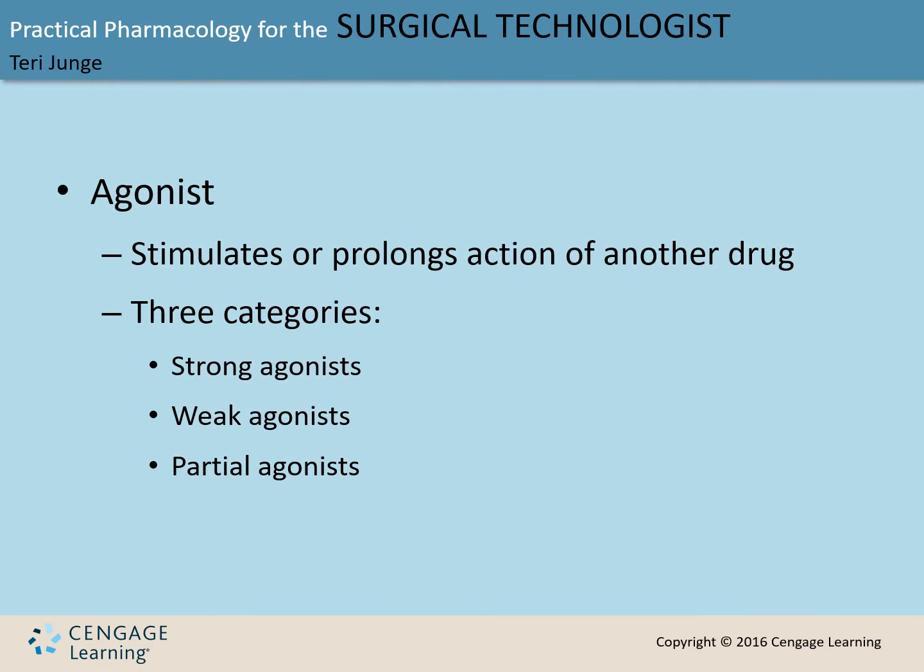Secondly, we're going to talk about agonist. And agonist is very similar to synergist. Synergists are agonists, and an agonist is a drug that simulates or prolongs the action of another drug or naturally occurring substance in the body, but doesn't necessarily have an action on its own.